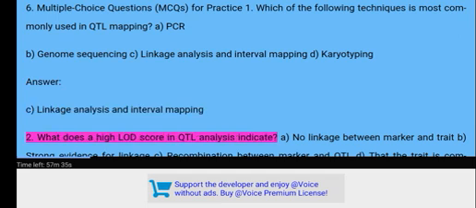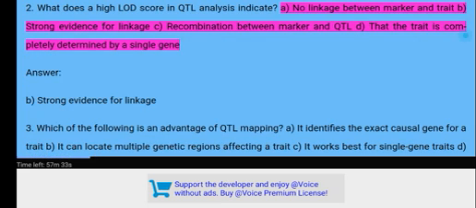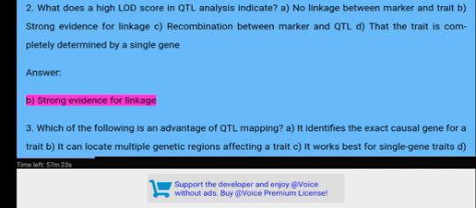2. What does a high LOD score in QTL analysis indicate? A. No linkage between marker and trait. B. Strong evidence for linkage. C. Recombination between marker and QTL. D. That the trait is completely determined by a single gene. Answer: B. Strong evidence for linkage.